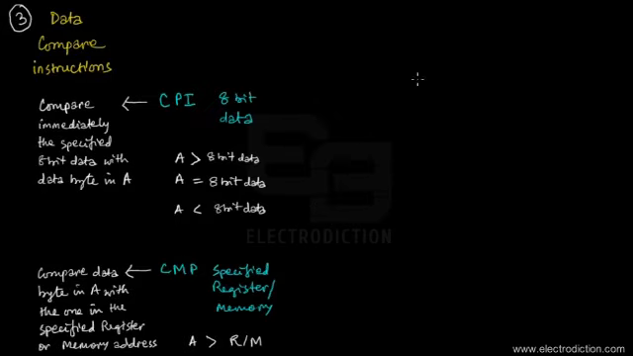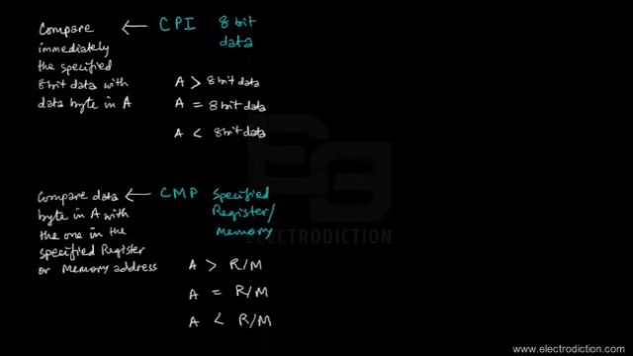Okay, and now we finally arrive at the data compare instructions. Now we've got two instructions in this category, the CPI and the CMP. CPI refers to this instruction having an 8-bit data as its operand, as you can see over here, and what this instruction implies is: compare immediately the specified 8-bit data acting as the operand here with the data byte that is present in the accumulator register.